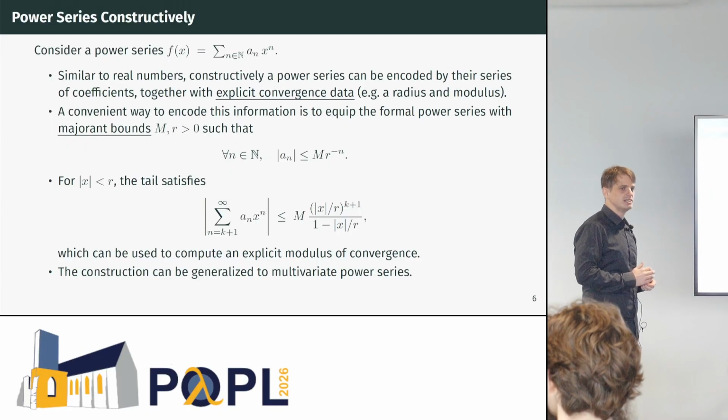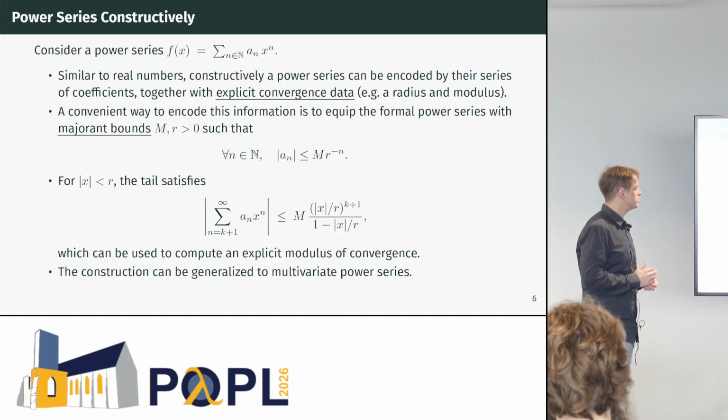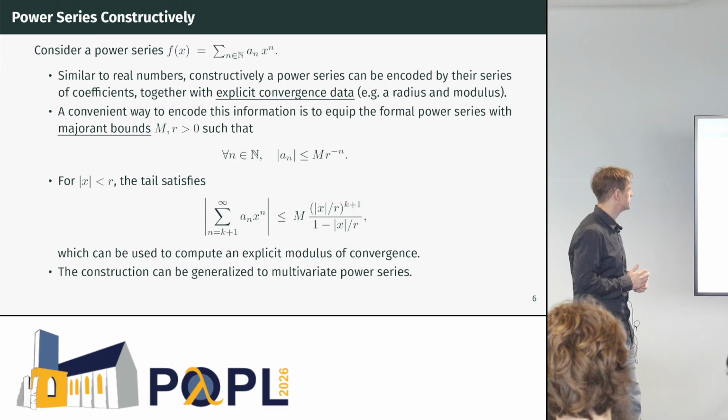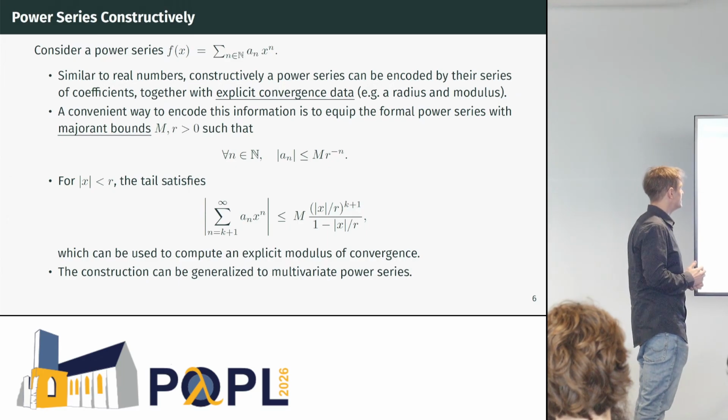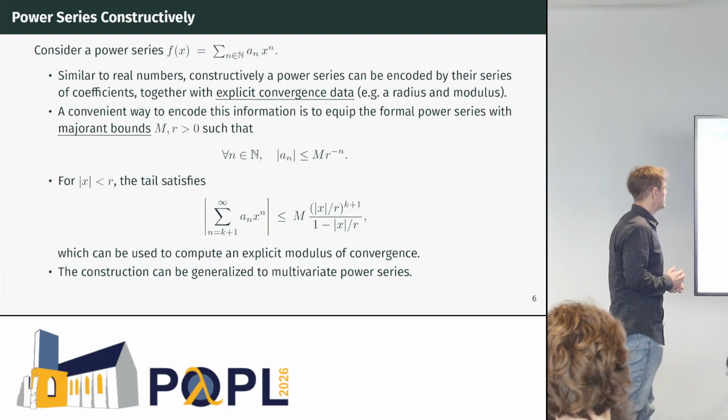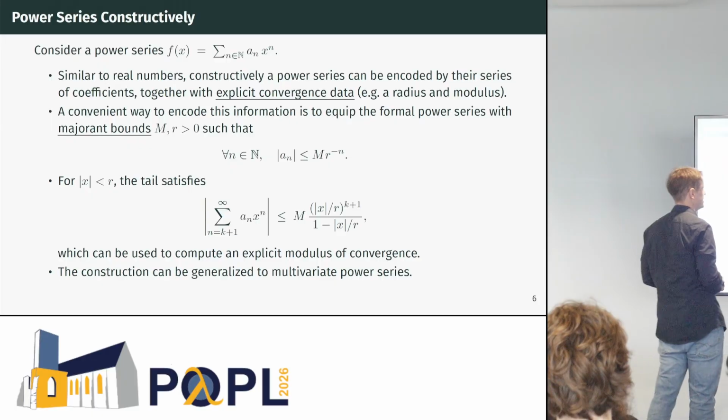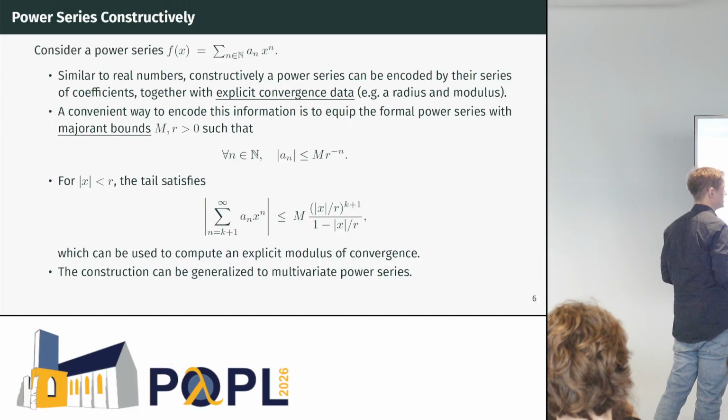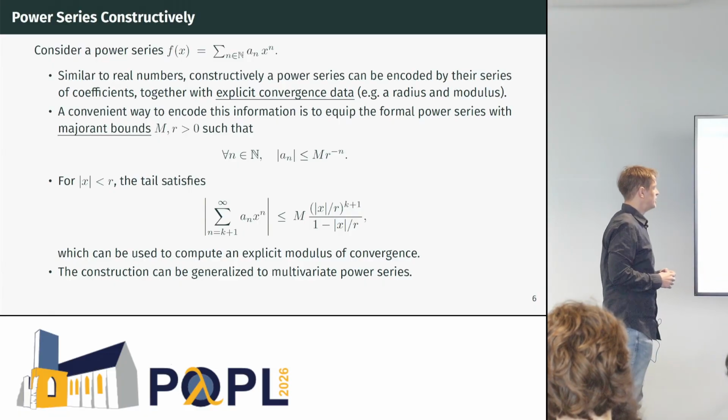A convenient way to encode this information is to use the majorant bounds like are used in the classical proof of the Cauchy-Kovalevskaya theorem. Right, so we can encode this information by just two constants, so R is basically the radius, or a lower bound on the radius of convergence, and M gives you a bound on the coefficients.